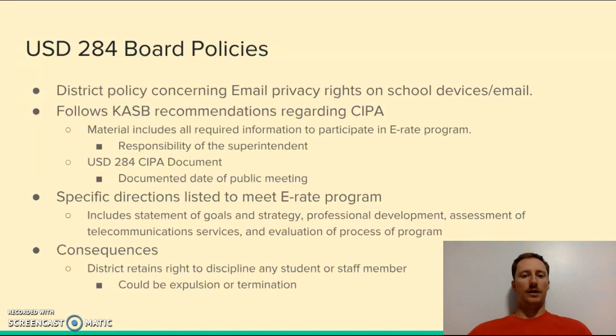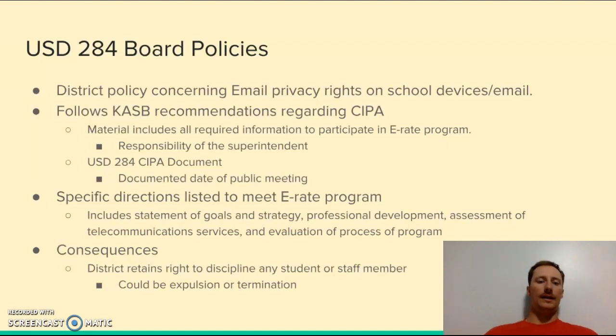Coming back to KASB, regarding CIPA, the materials include all required information to participate in the E-rate program is what I found in our board policy, and I was pretty surprised that our board policy on internet usage really was specific and detailed and included everything that was needed for CIPA and to get E-rate funding. Our board policy also states that it's the responsibility of the superintendent to continue that program and to submit the proper forms so that our E-rate program funding does not stop.